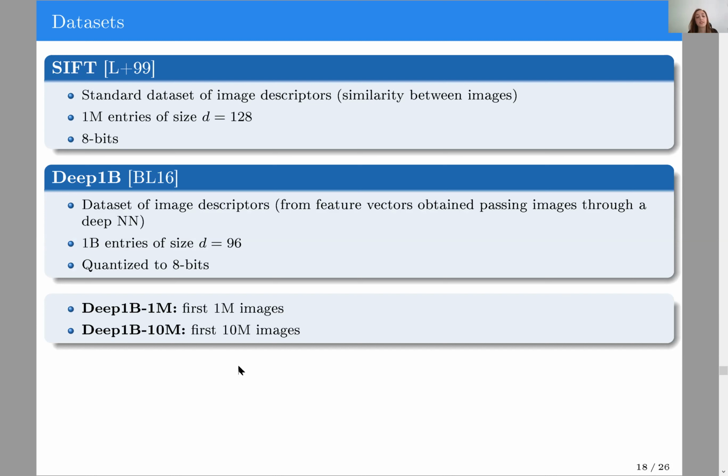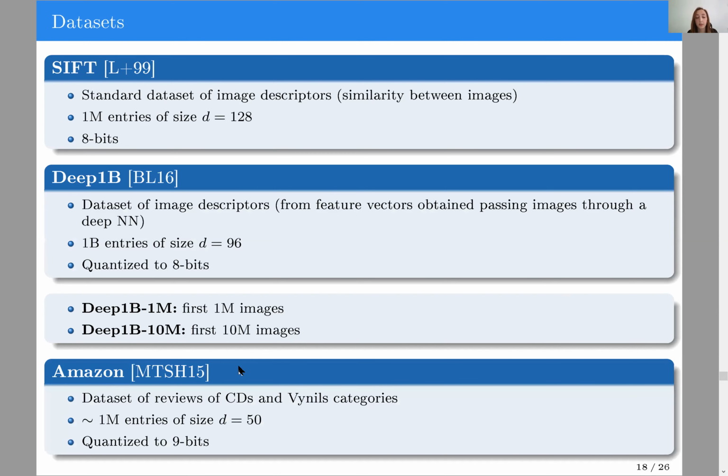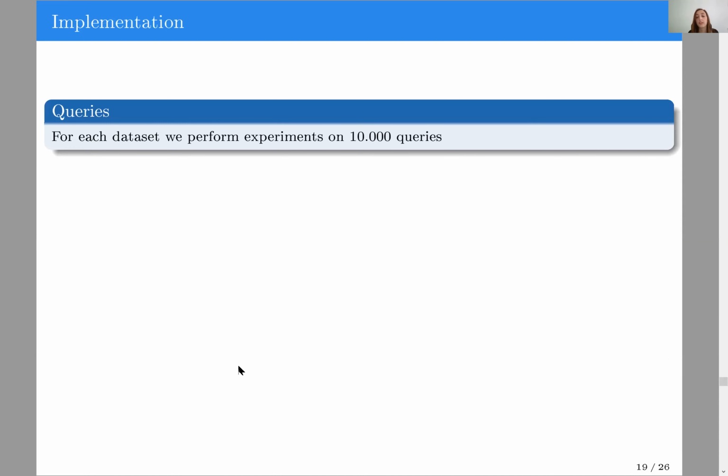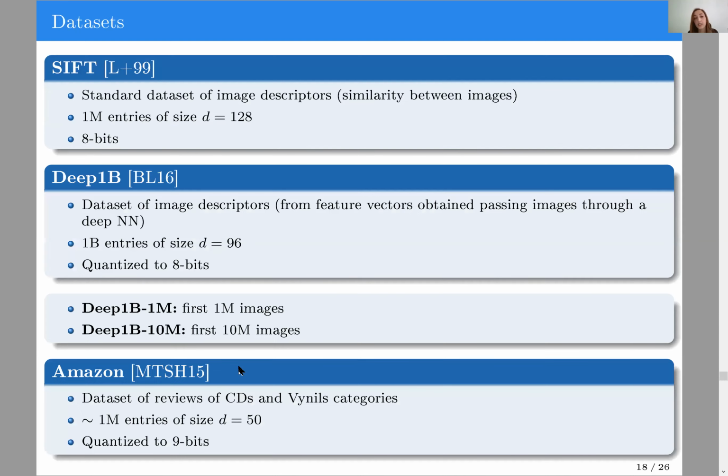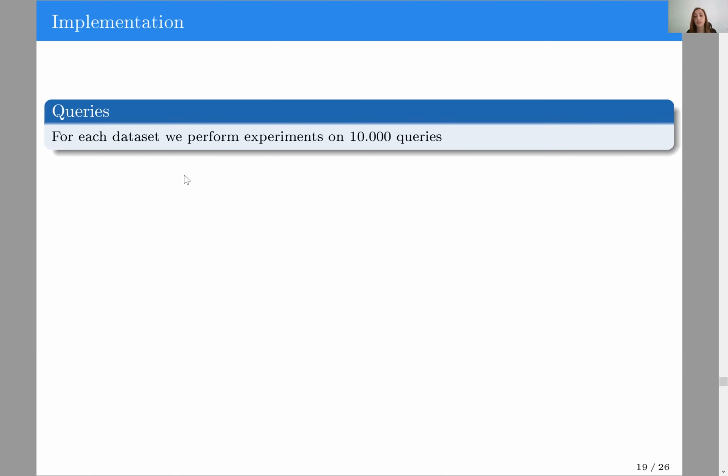And the last database that we use is the Amazon database containing reviews for the CDs and vinyls categories. Again, this is about 1 million entries, each of size 50, and we quantize the original entries down to 9-bit inputs. For the queries, we use 10,000 queries for each database. In the case of SIFT, the 10,000 query images are provided with the database. In the 2 other cases, we just extract 10,000 images or words.